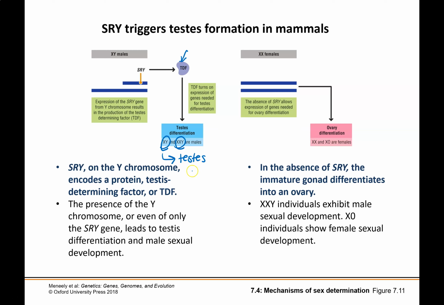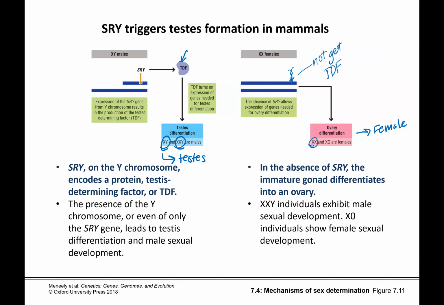And then of course testes will eventually produce sperm and continued male sexual development of organs. Without the SRY gene, so that gene's not there, we do not get that testes determining factor. So those genes that are needed to cause development and growth of testes aren't there. And so instead, those gonad cells are going to develop into ovaries and additional female characteristics.